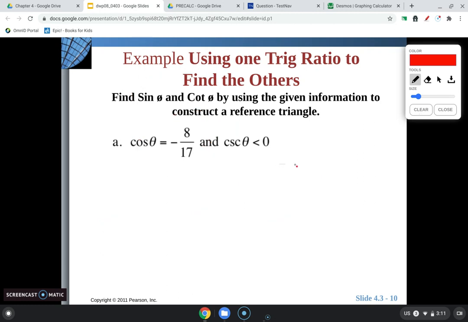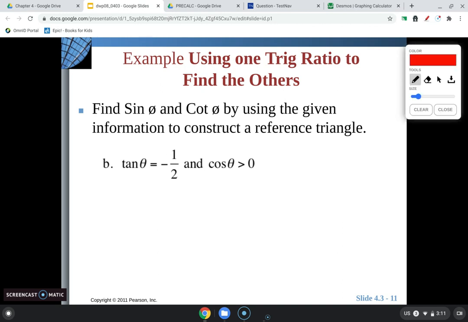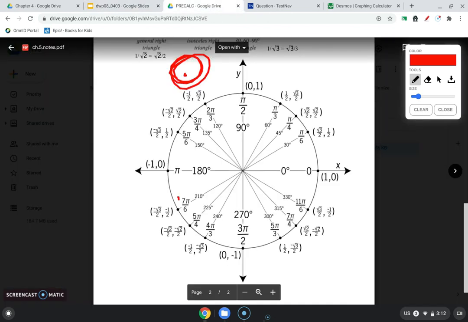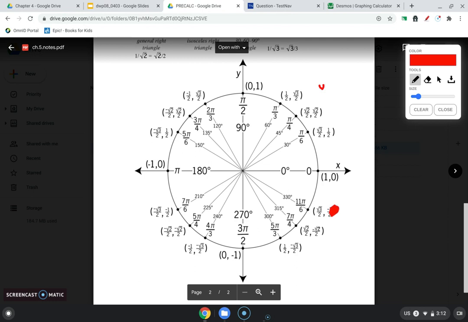Let's try another one like that. All right, find sine and cotangent again. This time tangent is negative. So tangent's negative and cosine is positive. So we got to look at our unit circle. Cosine's positive, so we have to be either here or here. And then for tangent to be negative, that means we'd have to be down here because tangent would be y divided by x. So that means we are in the 4th quadrant.